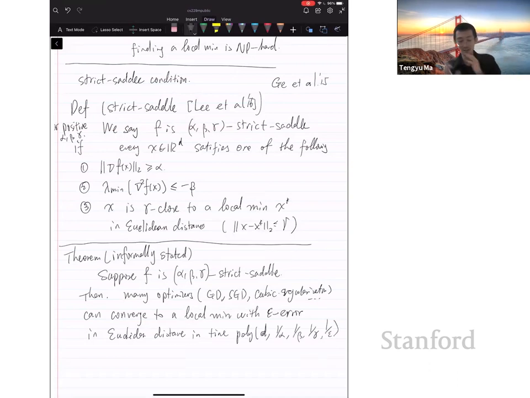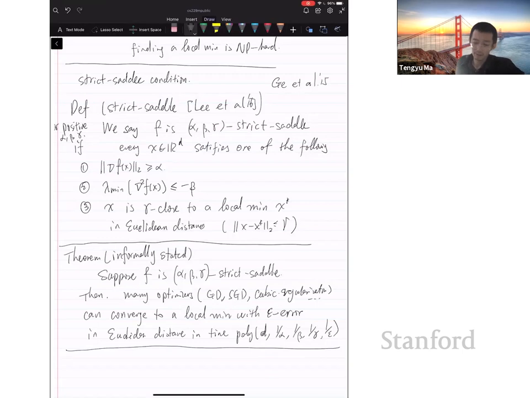Right, so this theorem is very coarse-grained. Of course, different optimizers have different convergence rates, but at least for the purpose of this course and this lecture, we are not interested in which one is faster. We are mostly interested in whether it's polynomial time versus exponential time. The point is that if you have the strict saddle condition, you don't have those pathological cases, and you can converge to a local minimum in Euclidean distance in polynomial time.